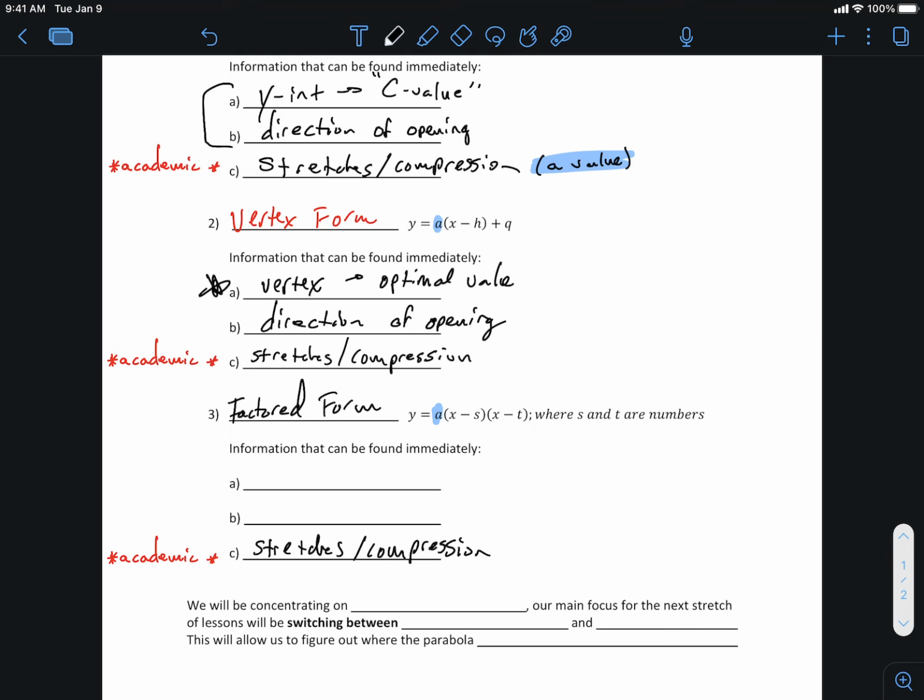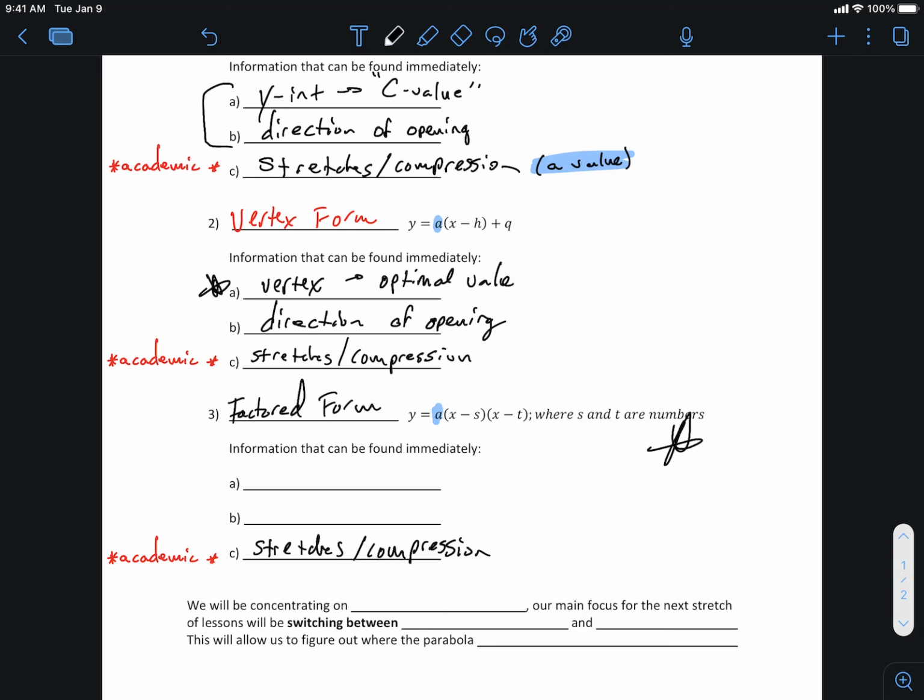Everybody will be looking at this one in a reasonable amount of depth. There isn't too much extra that the academics do in number 3 here. And this is where we're going to spend our time for the next few days as a big group, the next few lessons. We're looking at this. Again, you can see that there's the A value there, so you see the stretches and compressions, but that's, again, an academic concept.